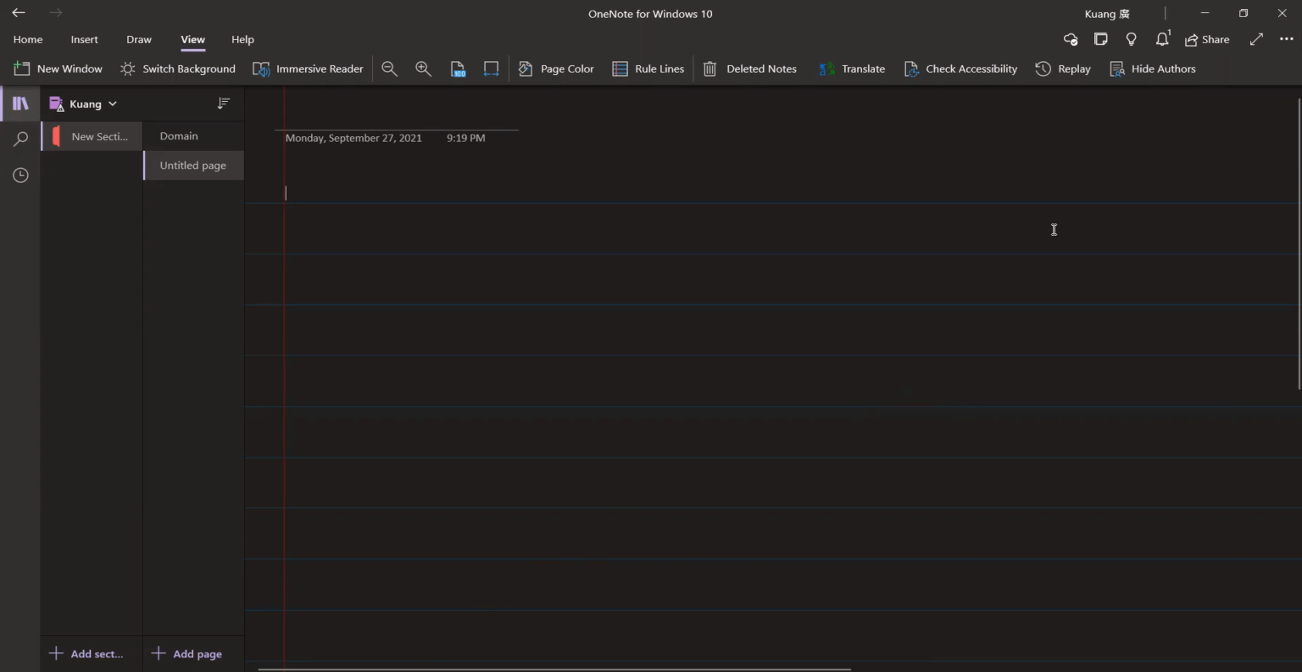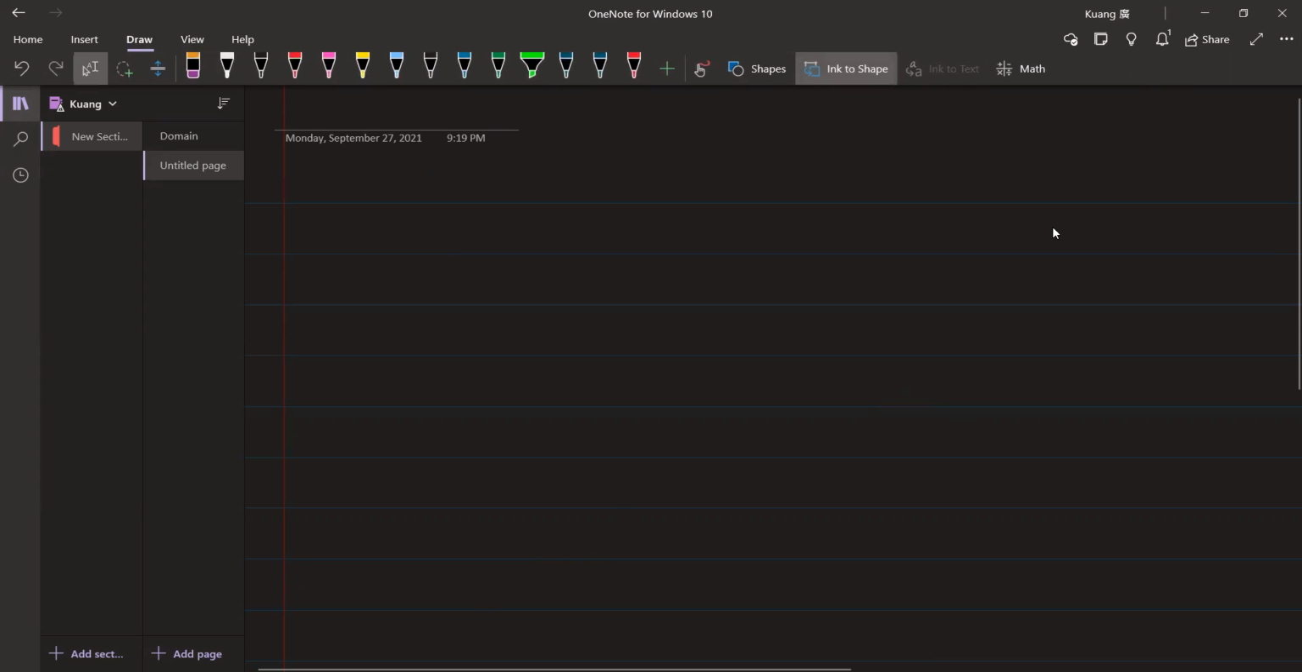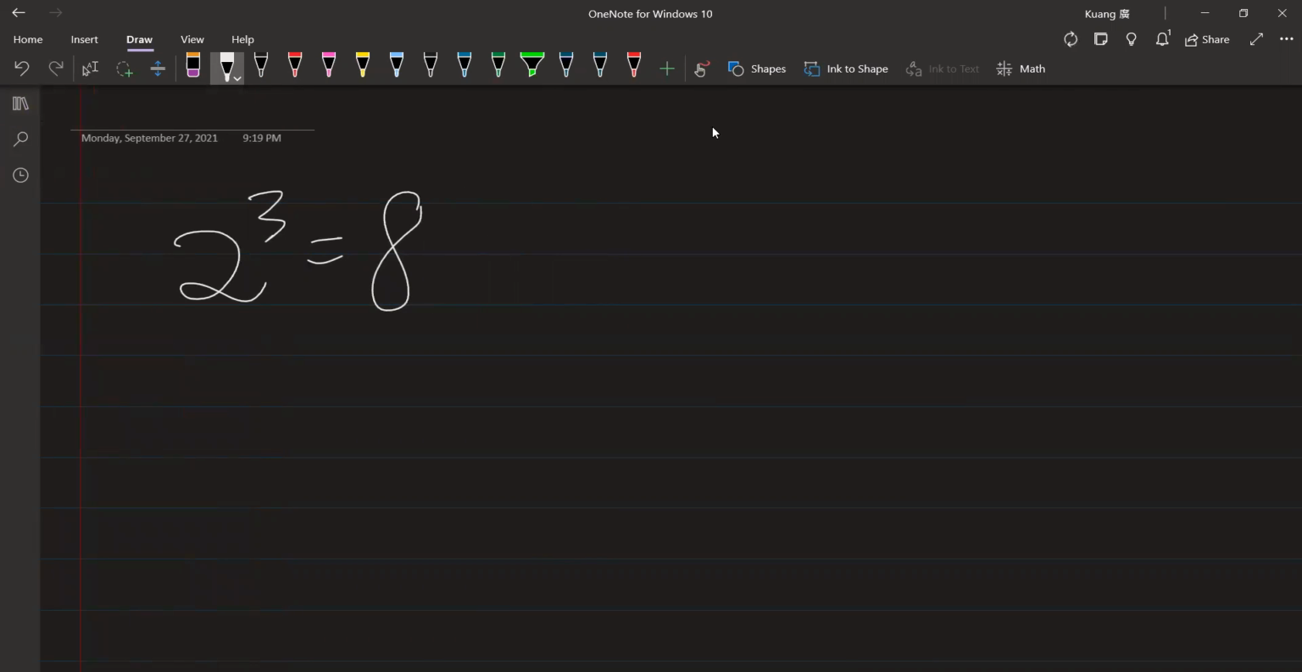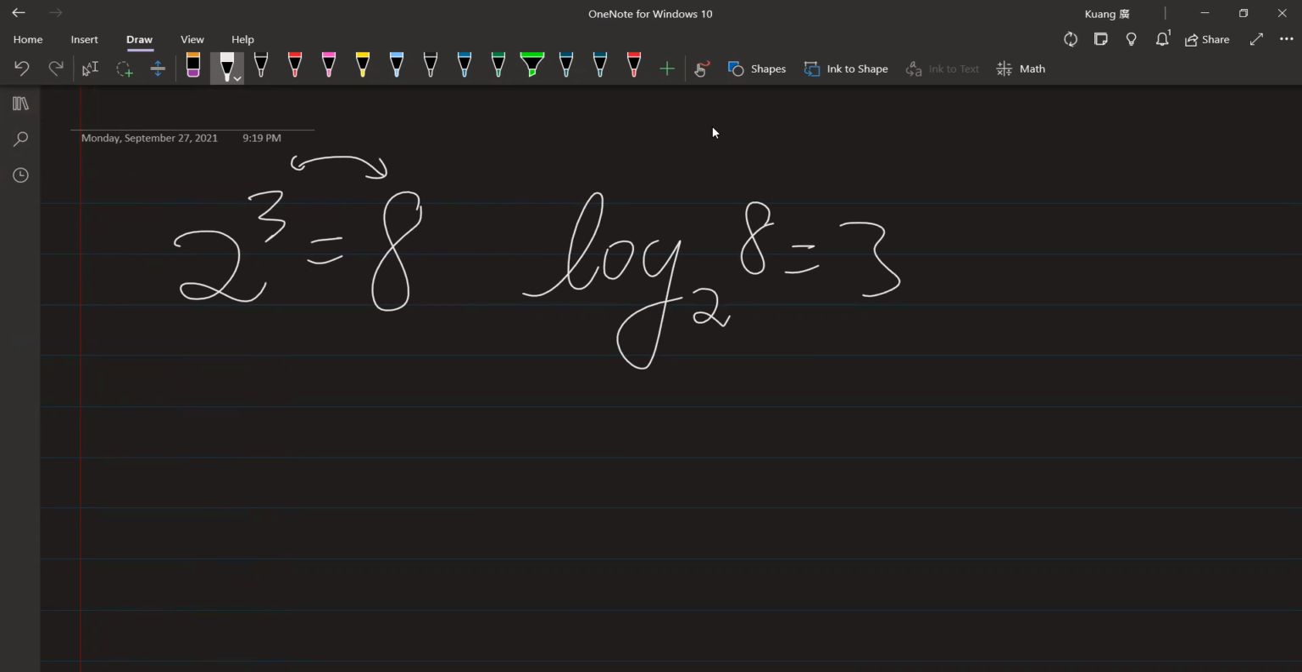Okay, log. If I say 2 to the power 3 equals 8, the log is just another way to represent exponential, represent power. So you switch 3 and 8. We say log with base 2, 8 equals 3. This means 2 to the power 3 equals 8.